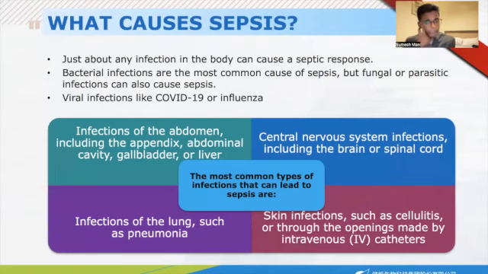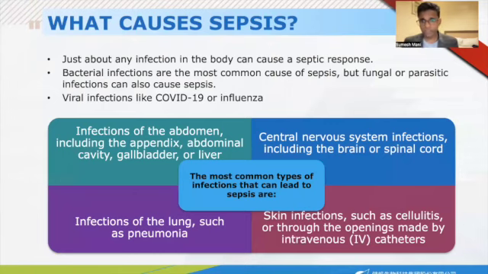So the most common types of infection that can lead to sepsis are mainly infections of the abdomen, including the appendix or abdominal cavity, gallbladder or liver. And that's the place, especially in some countries, because of their food habits, or I don't know, they really get a lot of surgeries and a lot of problems in the digestive system. And sometimes if they don't treat it properly or in time, it will become sepsis.